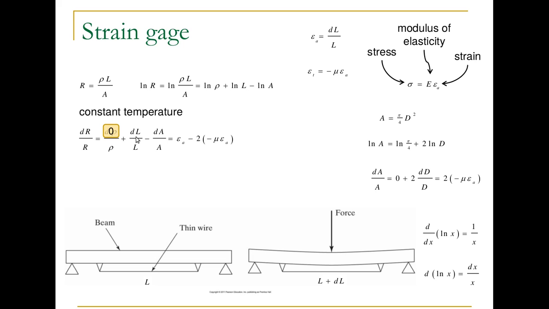So we can substitute the definition of axial strain and then that expression we just found, rearrange it, and we get that the change in resistance divided by the resistance, then divided by the axial strain, is 1 plus 2 times Poisson's ratio for the material. And this is a constant, and it's known as the gauge factor.